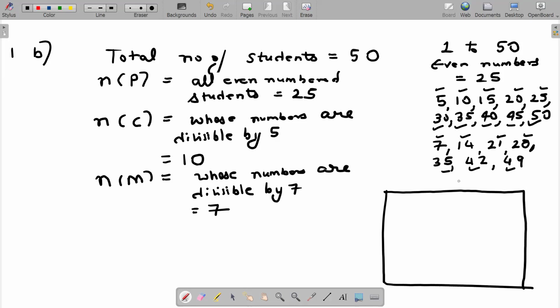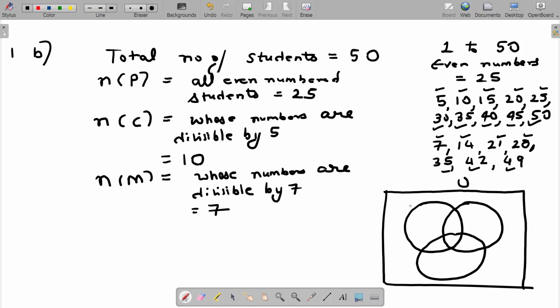This is my Venn diagram. This is my universal set. It includes physics, chemistry, and maths. Number of students who opt for physics are 25, who opt for chemistry are 10, maths 7. Now, how many are going to opt for physics?